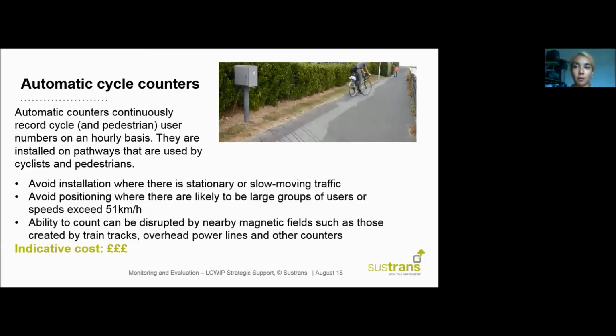And there are a couple of considerations to do with their installation. They shouldn't be installed where there are likely to be large groups of users passing through the count field, because that may confuse the count, or where there's stationary or slow-moving traffic. Depending on the type of counter used, those which use inductive loop technology can be disrupted by nearby magnetic fields, such as train tracks or overhead power lines. So those are a few considerations in their installation.